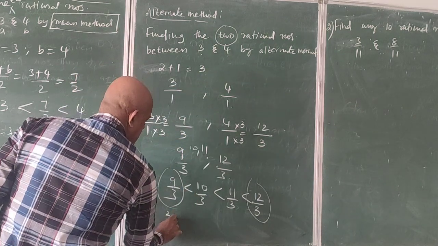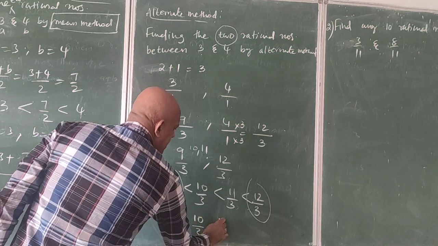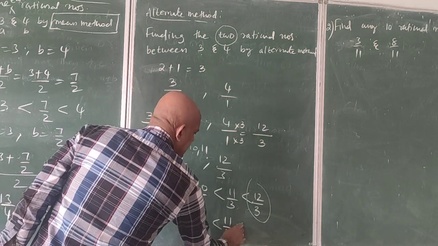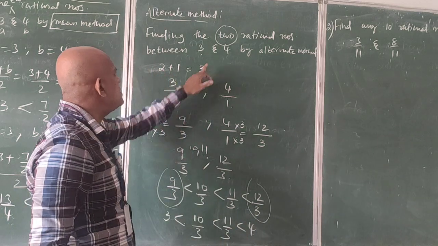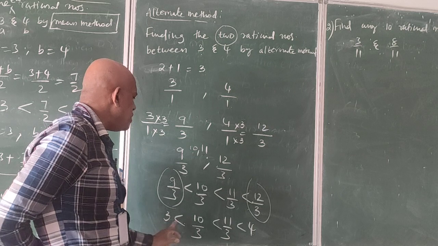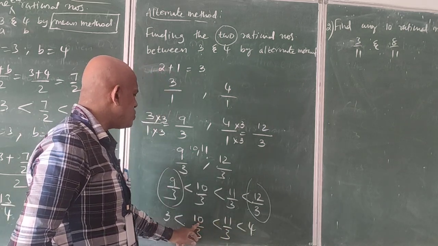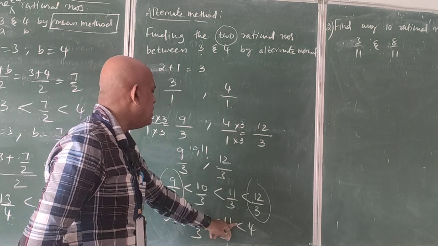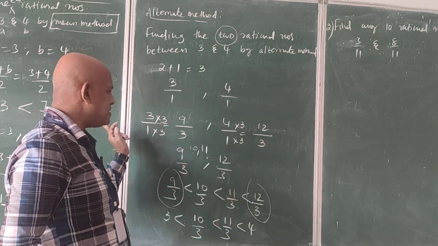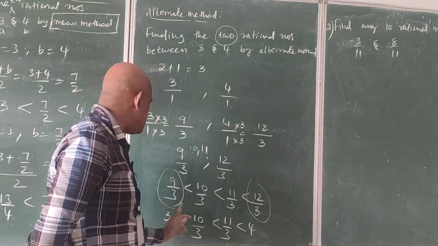Therefore the two rational numbers between 3 and 4 are 10 by 3 and 11 by 3, where 3 is less than 10 by 3, which is less than 11 by 3, which is less than 4. So between the rational numbers 3 and 4 there exist 10 by 3 and 11 by 3. In the mean method we got different rational numbers, but already I said there exist infinitely many rational numbers between 3 and 4.